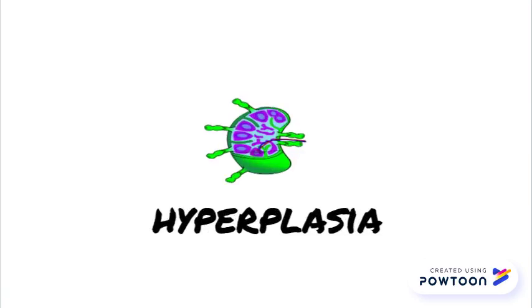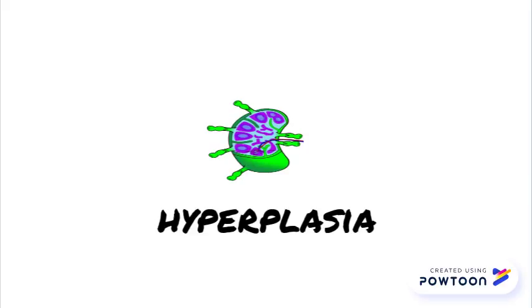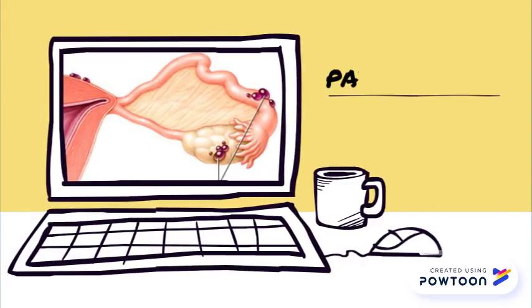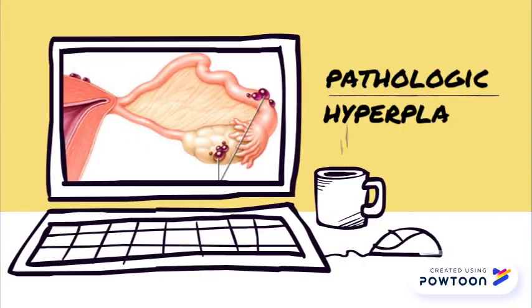In hyperplasia, the tissue increases because of increase in number of cells making up the tissue. The two categories are physiologic and pathologic. Pathologic hyperplasia is an abnormal increase in cell division. A common pathologic hyperplasia in women occurs in the endometrium and is called endometriosis.